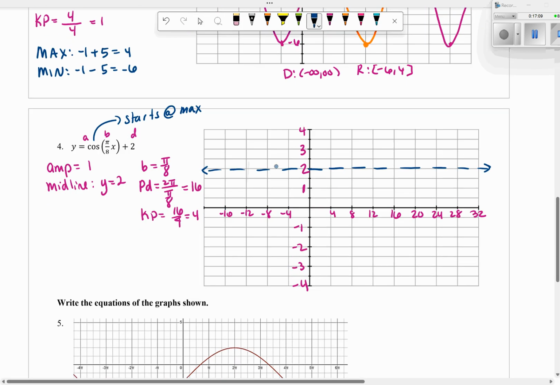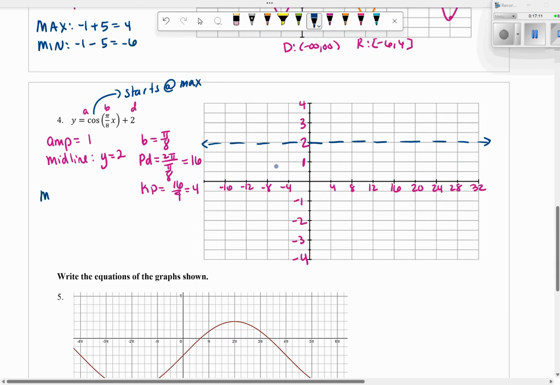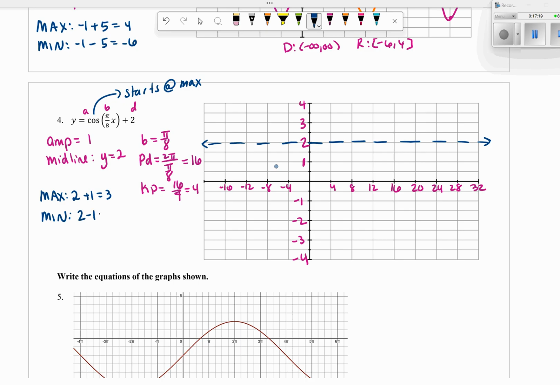So the maximum, if it helps you to find that first, is going to be the midline plus the amplitude, which is 3, and the minimum is going to be the midline minus the amplitude, which is 1. So we're going to start up at 3, or you can just count from the midline up 1, which is 3, back to the midline, down 1, back to the midline, and then up 1. So this would be 1 cycle.